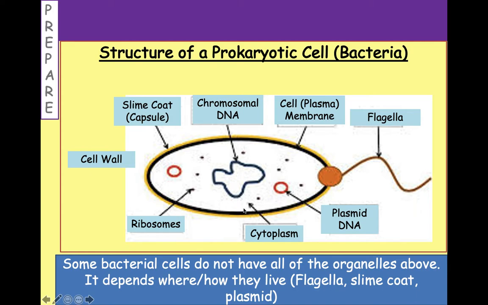Now, most importantly, this message at the bottom. Some bacterial cells do not have all of the organelles above. It depends where and how they live. And some bacterial cells, as I said, might not have the flagella, they might not have a slime coat, and they might not have plasmids. But this is the average structure of a prokaryotic cell.